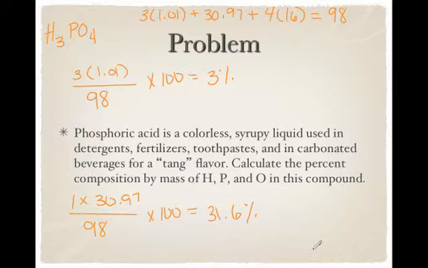Now there are two ways we could find oxygen. We could have our 4 times 16 over 98 times 100. That would be fine, and you get 65.3. Or what's the other way we could do that? We know all of them need to equal 100, so we could do 100 minus 3 minus 31.6.